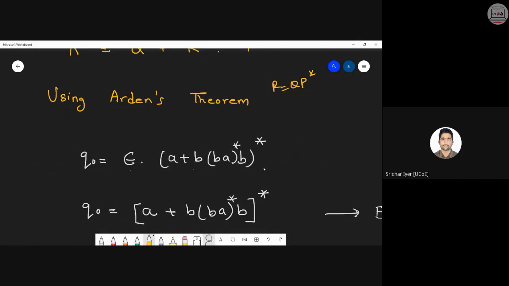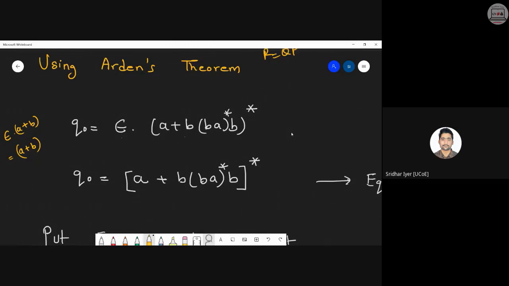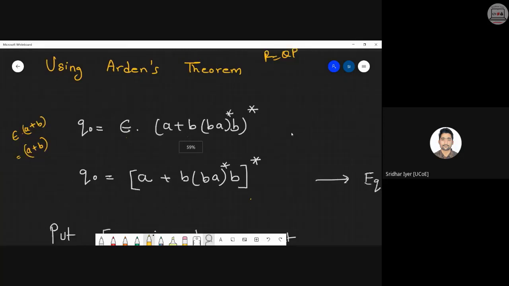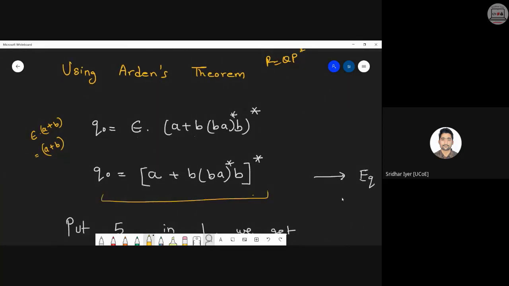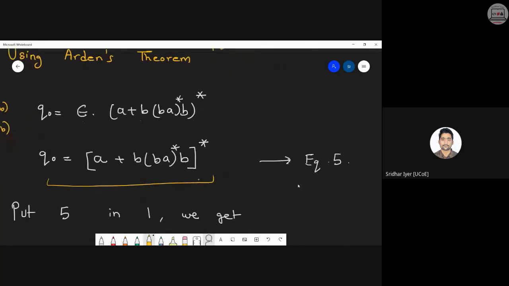Now the question is, epsilon into any number, for example, a plus b, is nothing but it is equal to a plus b only. Simple. So basically, if I add epsilon to any number, it remains that number only. If I multiply epsilon with any number, it remains that number only. This is the property of epsilon. So that is why epsilon dot anything is nothing but that anything only. Clear? So that is how we got Q0. This is your equation number 5. Clear with this?